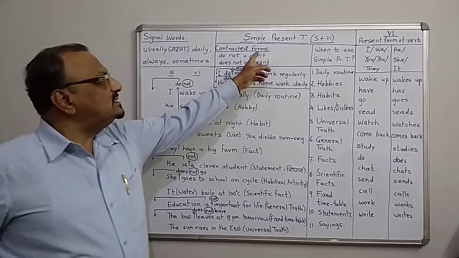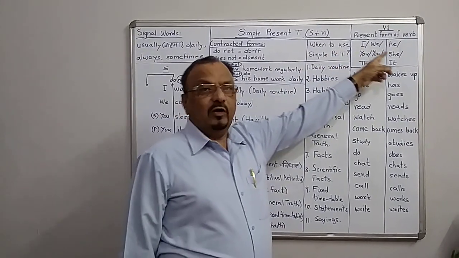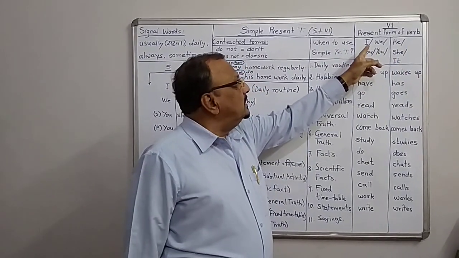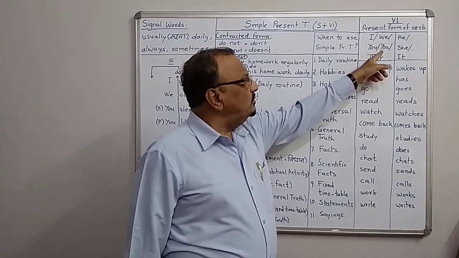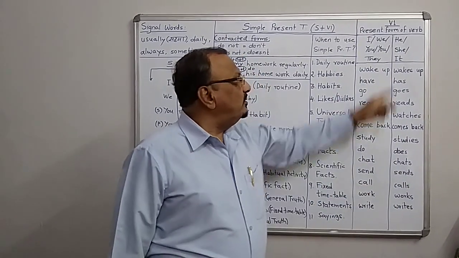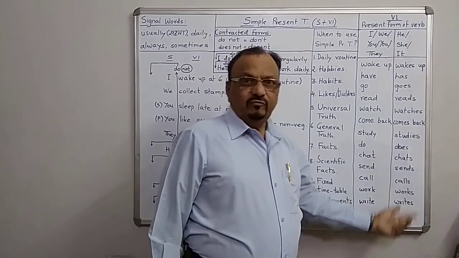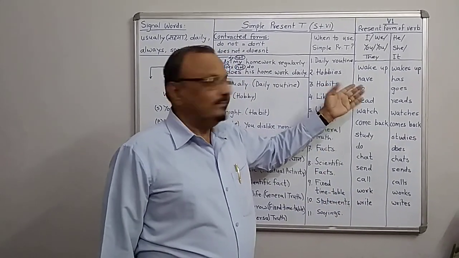Okay, the formula is S plus V1. What is V1? It is the present form of the verb. For I, we, you singular, you plural, they, these are the forms of the verb, and for he, she, it, these are the forms of the verb. There is a slight difference. What is that? We will see.